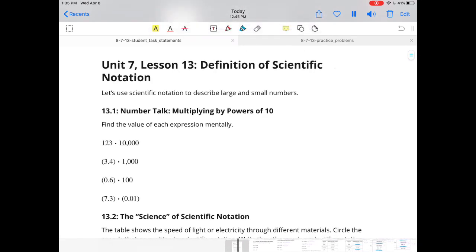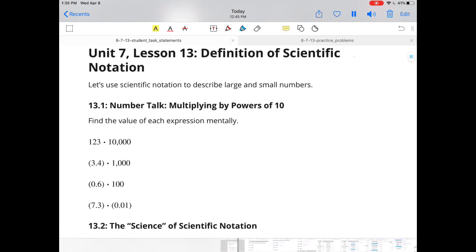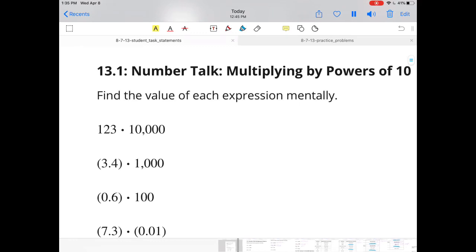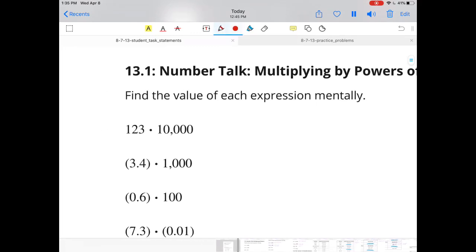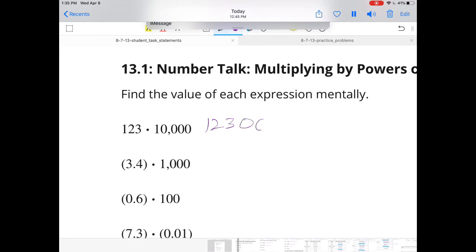We're going to express these numbers in scientific notation. Actually, we're just writing these out. So, this is going to be, oopsie, let's use purple. It's going to be 123. And then since we're multiplying by 10,000, that's 4 zeros. 1, 2, 3, 4. Just like that.